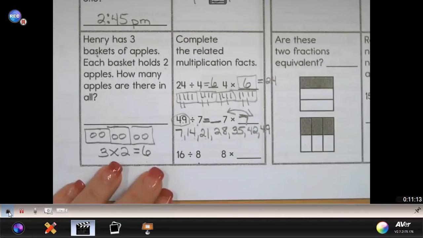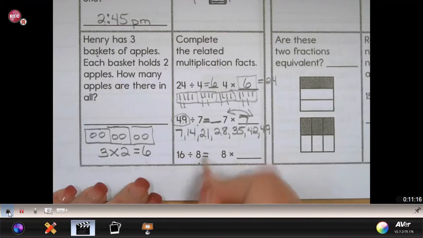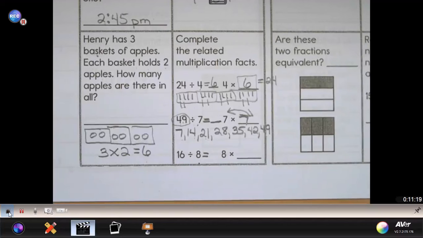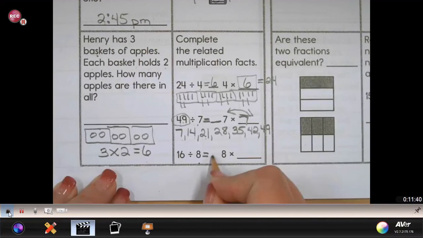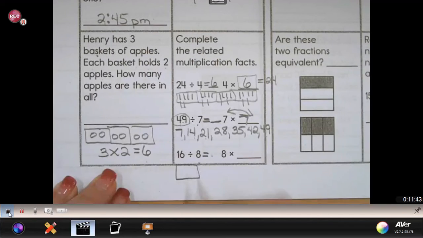Now let's take a look at this last problem. We have 16, well, what do we have 16 of? 16, let's say crayons. And maybe those 16 crayons are going to get put into boxes. There's 8 crayons in each box. So if there's 8 crayons in each box, I want to know how many boxes I need. So here's a box, and it has 8 crayons in it. So that's 8. And here's a box, and this box has 8 crayons in it.